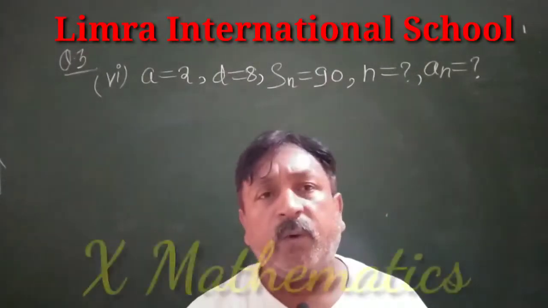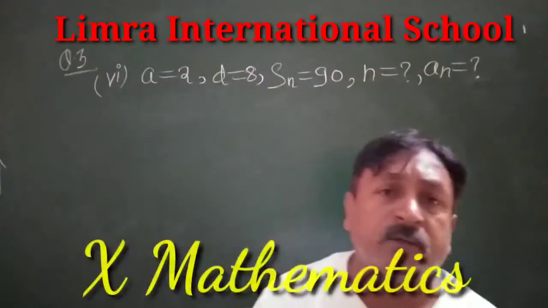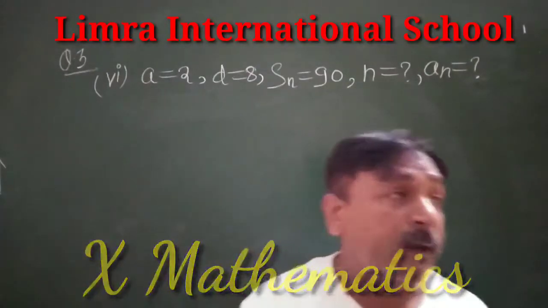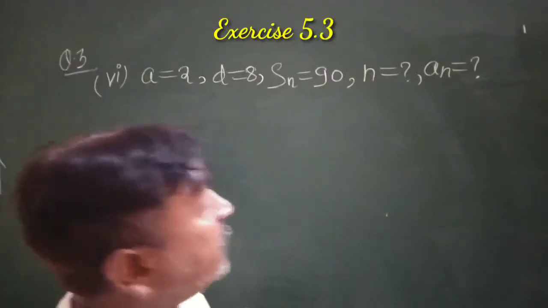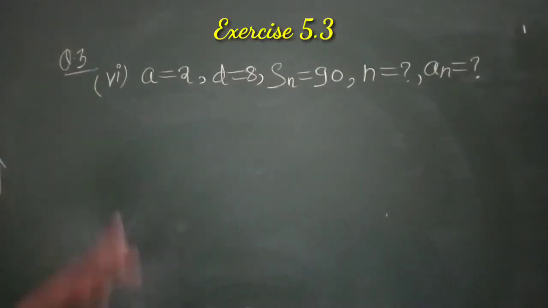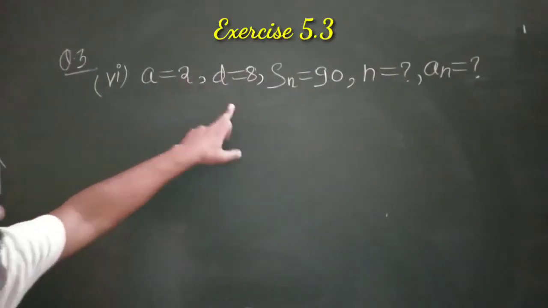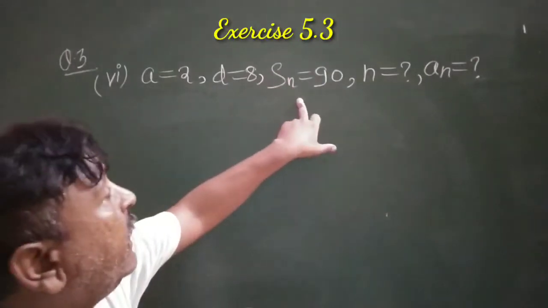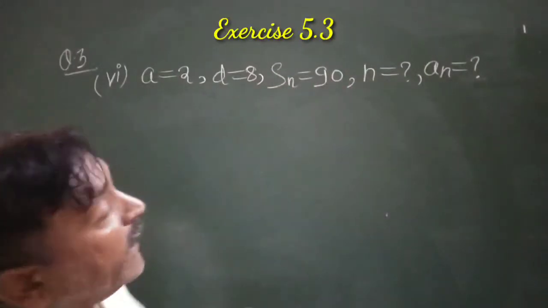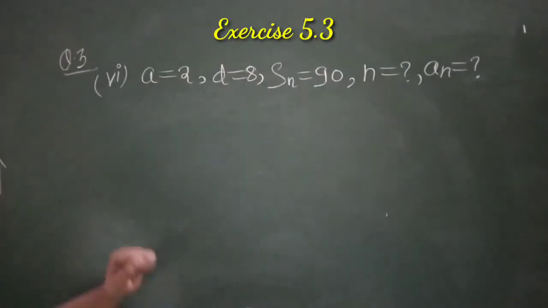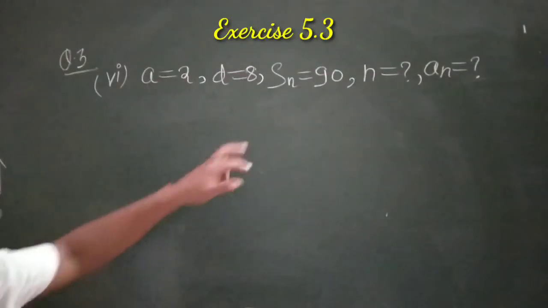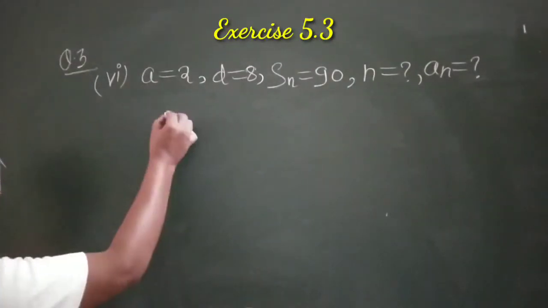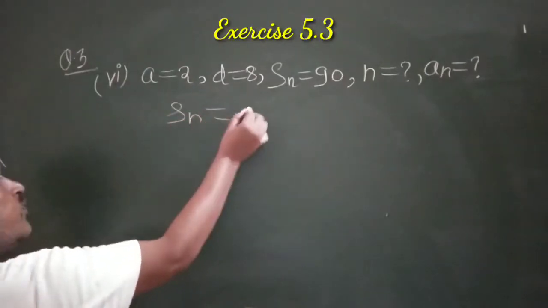In my previous video I solved question number 3, parts 1 to 5, and now we will do parts 6 to 10 today. In part 6, a is given, d is given, Sn is given, and we have to find n and an. First of all, the formula can be applied here, that is Sn equals 90.